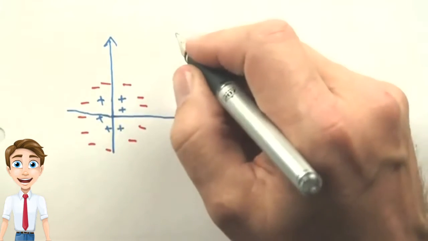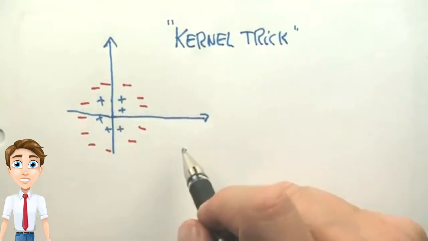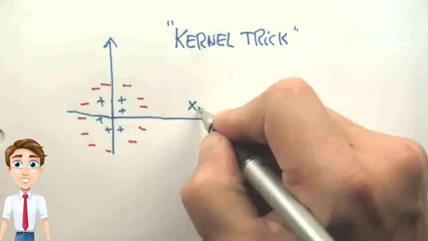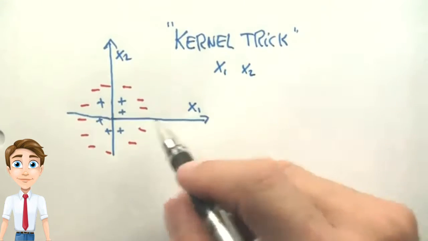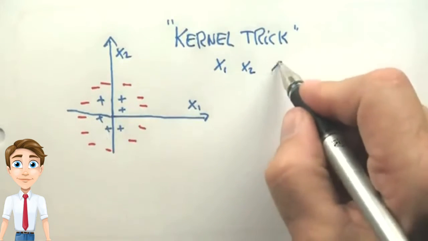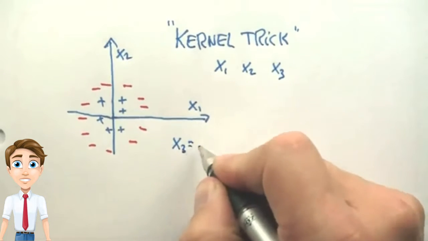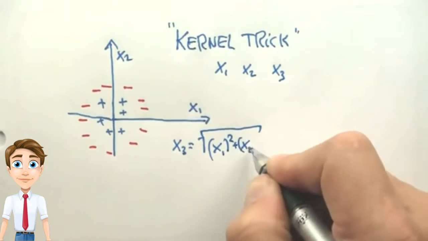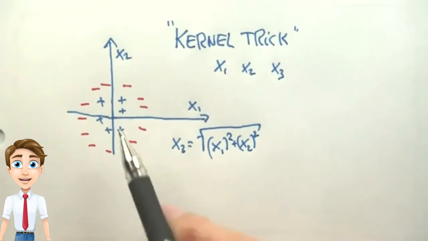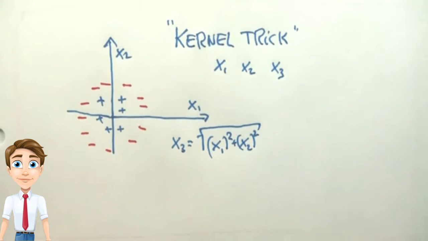An idea that underlies SVMs that will ultimately be known as the kernel trick is to augment the feature set by new features. Suppose this is x1 and this is x2, and normally x1 and x2 would be the input features. In this example, you might derive a third one. Let me pick a third one. Suppose x3 equals the square root of x1 squared plus x2 squared. In other words, x3 is the distance of any data point from the center of the coordinate system. Then things do become linearly separable.